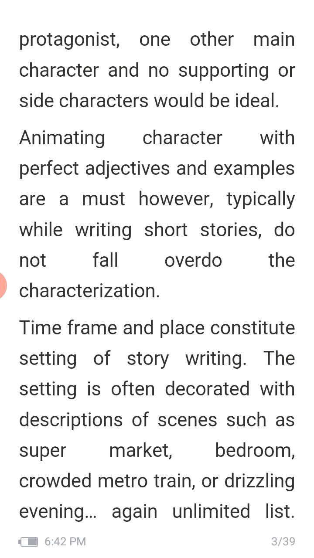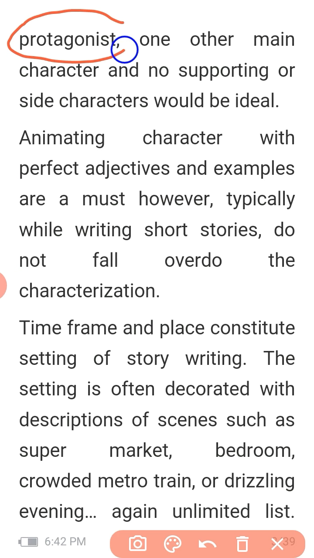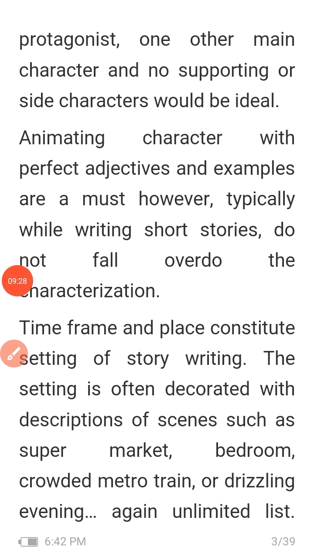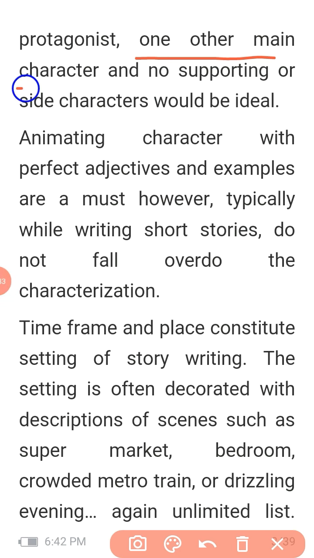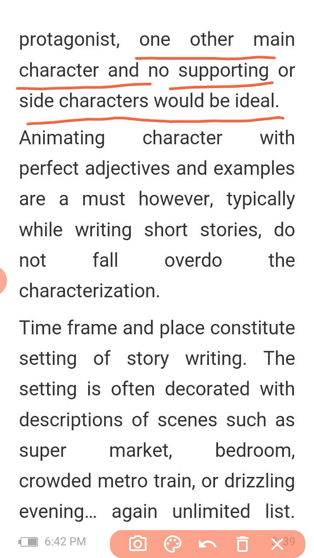One protagonist. Yes, this is again a new word for you. Protagonist means main character. What do you understand by this word? Main character. So one protagonist, one other main character, which means after the protagonist there can be one other main character, and no supporting or side characters would be ideal. So the protagonist and another main character will be the ideal characters, main character होते हैं, लेकिन supporting character और side characters को बहुत ज़्यादा importance नहीं होता. This is the meaning of this sentence.